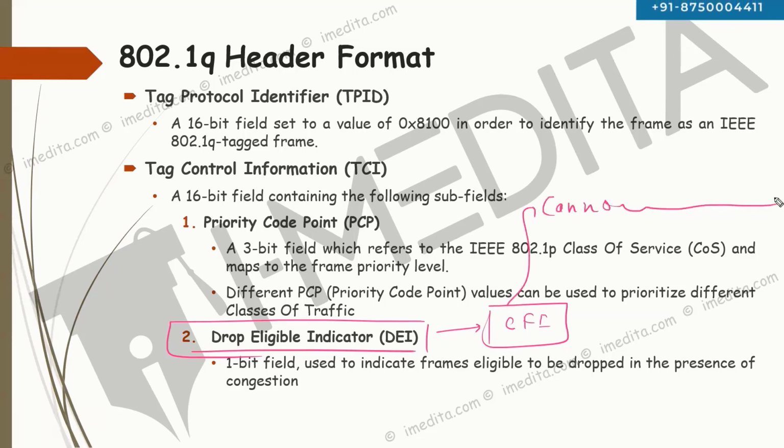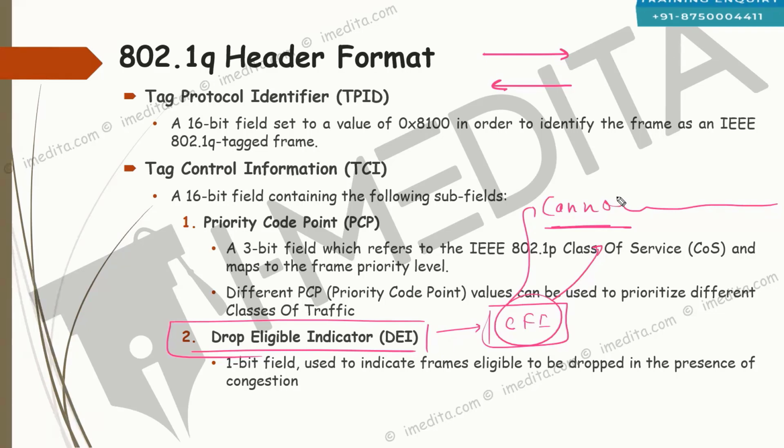Canonical format indicator. When we used to have technologies such as token ring and FDDI, the way devices read the MAC address was different. In some technologies, we read the MAC address from left to right, and in some technologies the MAC addresses are read from right to left. So the canonical format indicator was used to represent the format of the MAC address: is it canonical or not canonical? Basically, are we going to read it from left to right or right to left?